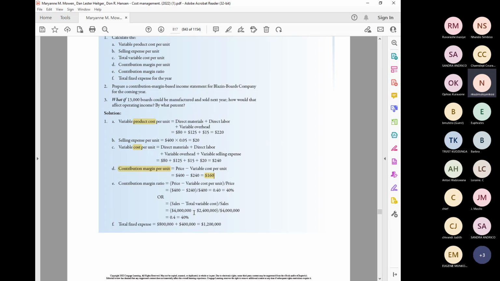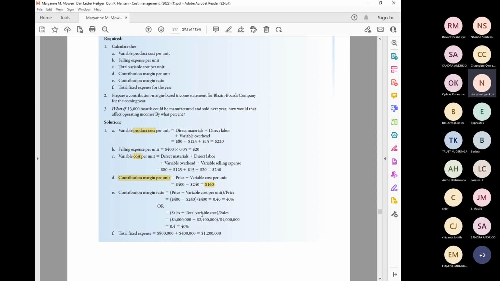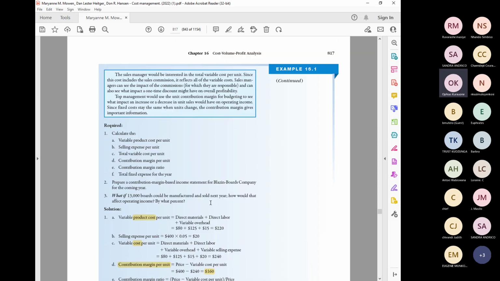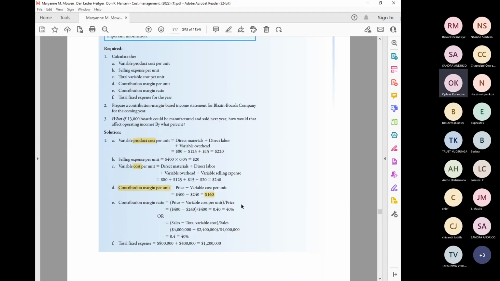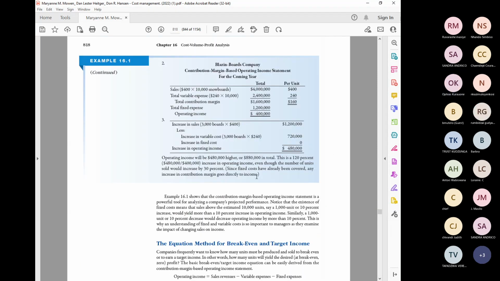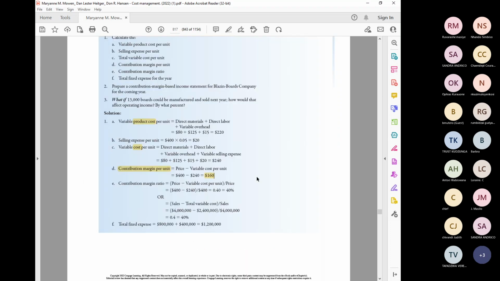Next, total fixed expense is equal to 800,000 plus 400,000. This is simple. Factory overhead is 800,000, but the total for the whole is 800,000 plus 400,000, and that's the total fixed cost.